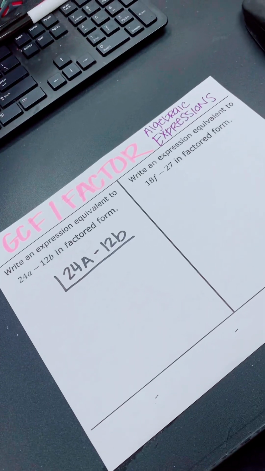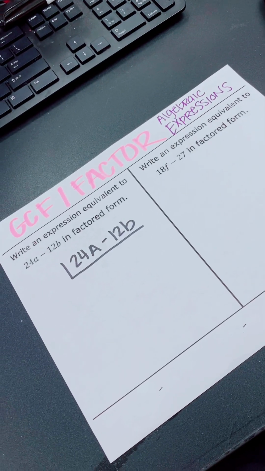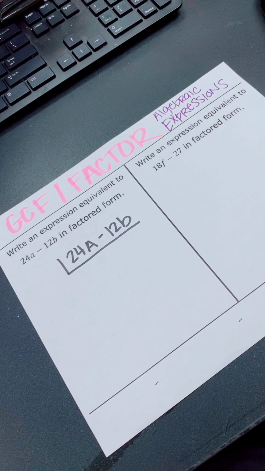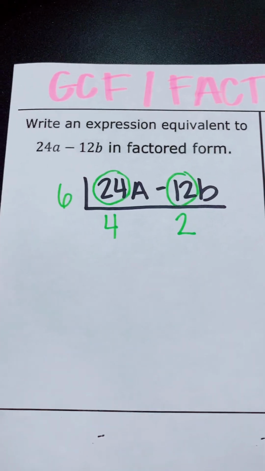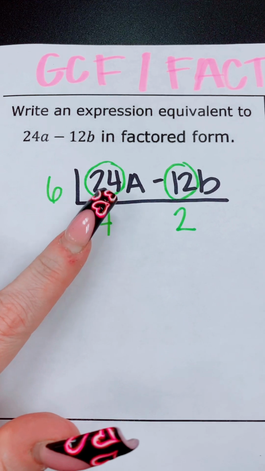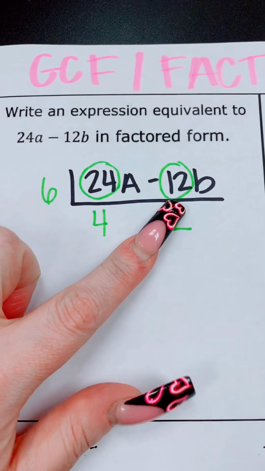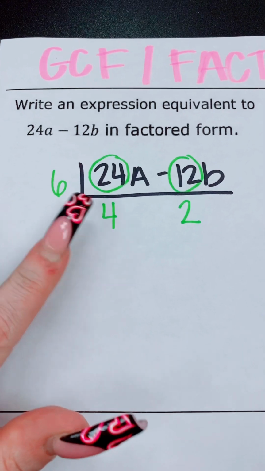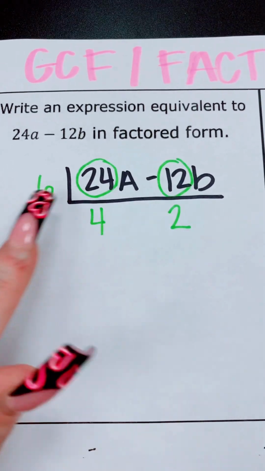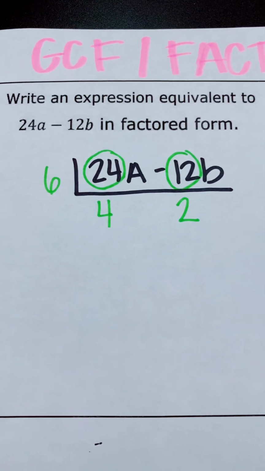Here's a few more examples of factoring using the GCF ladder method for algebraic expressions. Just like in my last videos, I'm going to start with my numbers. 24 and 12 can both be divided by 6. 24 divided by 6 is 4. 12 divided by 6 is 2.